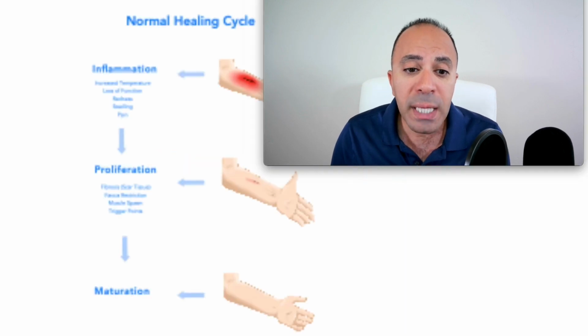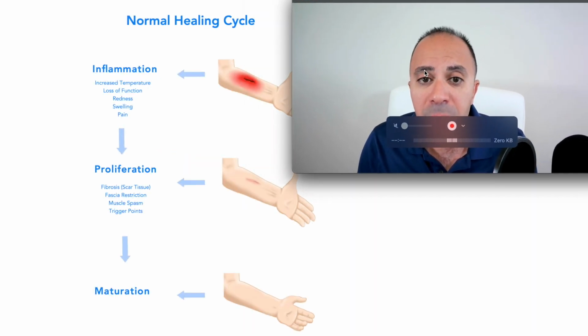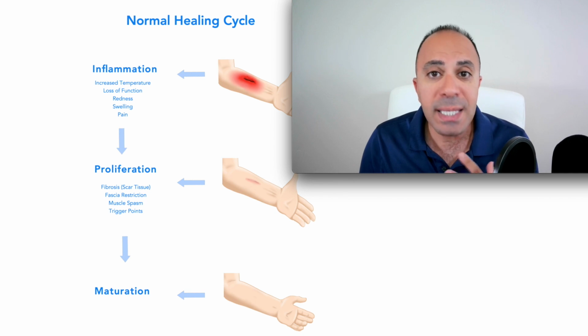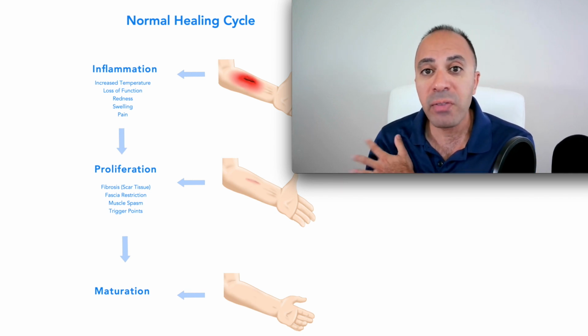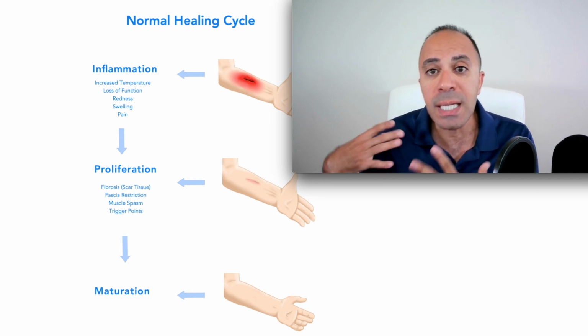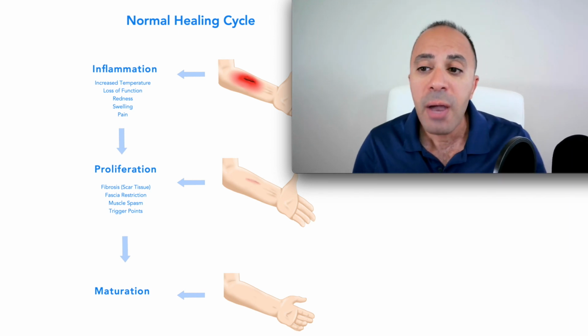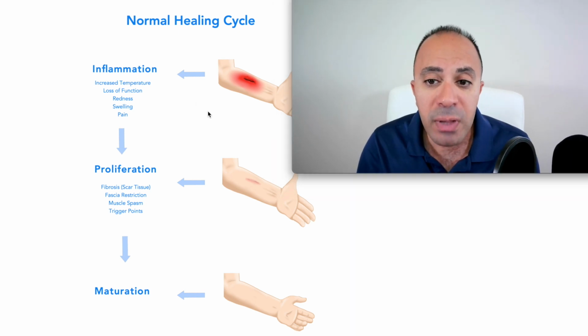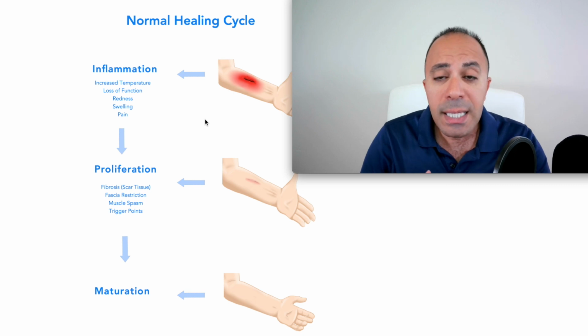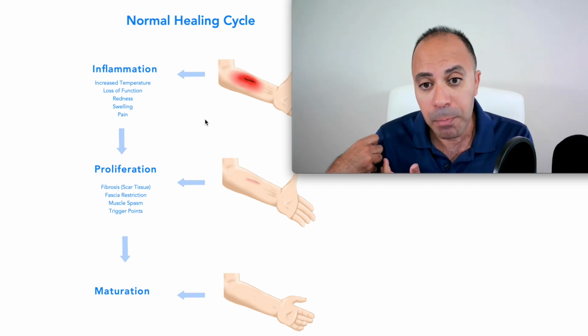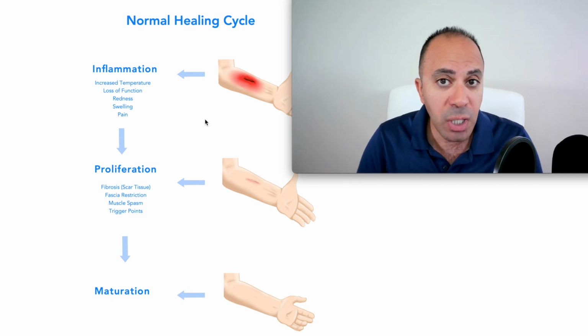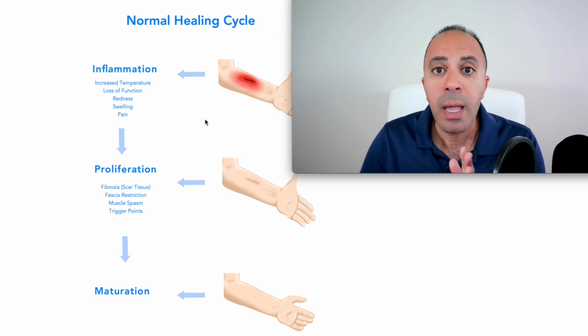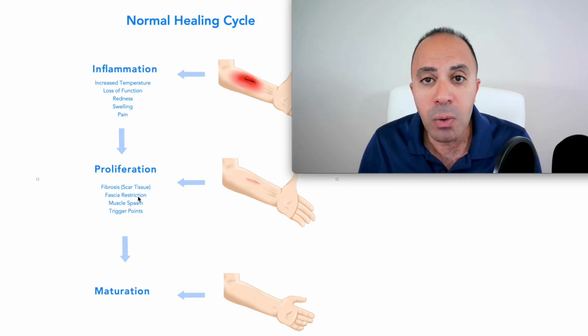So, normal healing. I'm going to use an external paper cut for visualization, but the same process happens when you have internal inflammation, but you don't see it because the skin covers it. First stage of healing is inflammation. Swelling, redness, the blood starts to rush to that area, and you start to have pain, decreased function, and decreased range of motion. Second stage of healing is proliferation.